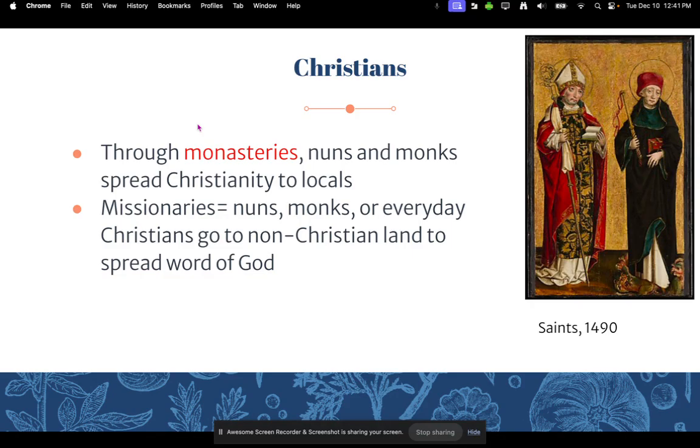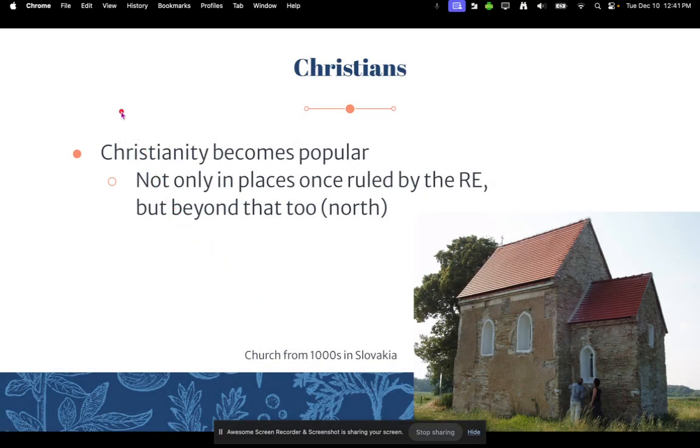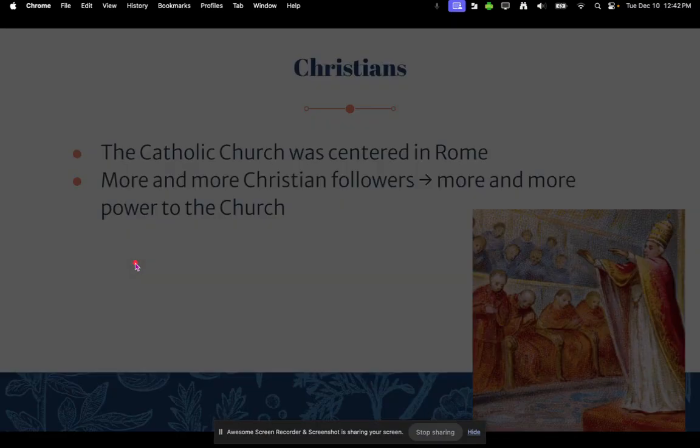Missionaries also existed during this time. Missionaries are like nuns, monks, or everyday Christians that go out to non-Christian land to spread the word of God. So Christianity becomes very popular in Western Europe. And it became popular not only in the places that were once ruled by the Roman Empire, but far beyond that too, especially in Northern Europe.